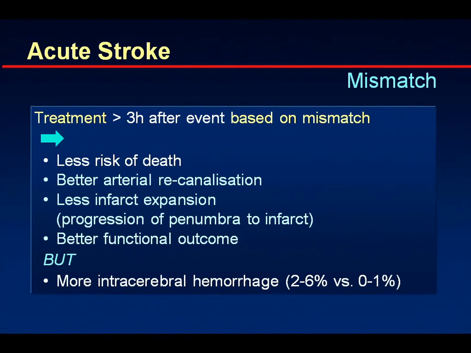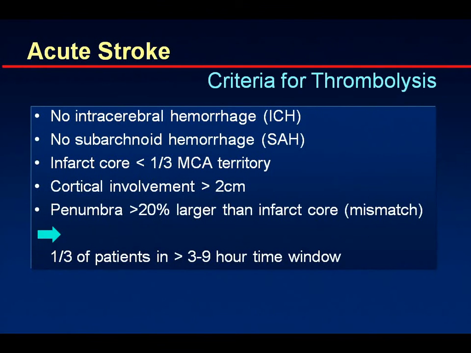However, you'll also see an increased number of intracerebral hemorrhage patients in these patients. While usually it's very low, it can go up to 2 or even 6% depending on how well people look at it. Again, the hemorrhage risk increases as the infarct core gets larger.